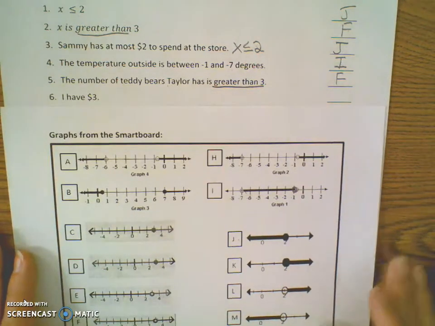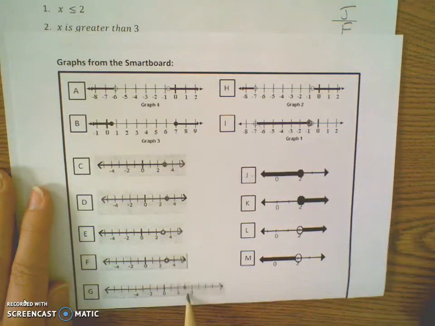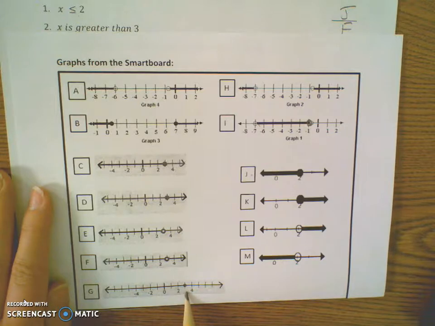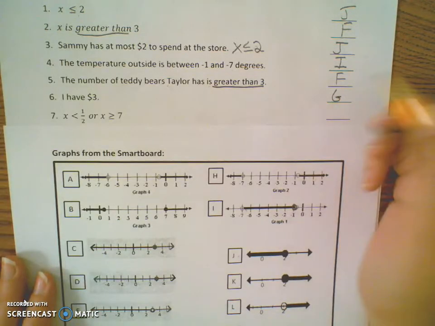Number 3 is I have $3. So $3 exactly is going to be this one down here, G. Nothing else is shaded except the 3. So we're going to put G on that one.